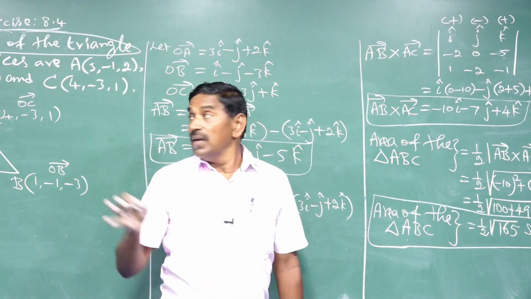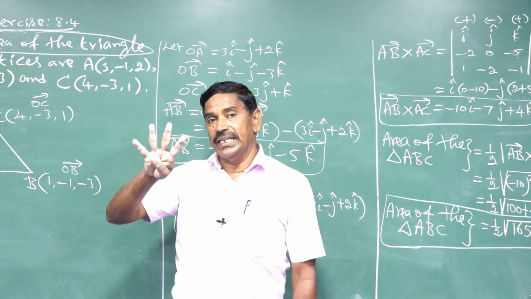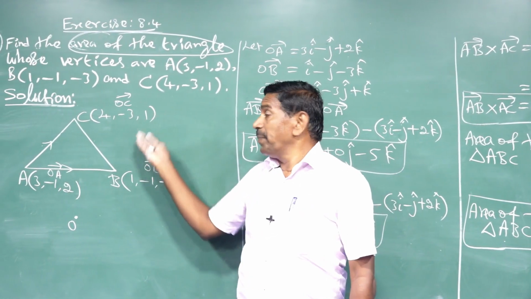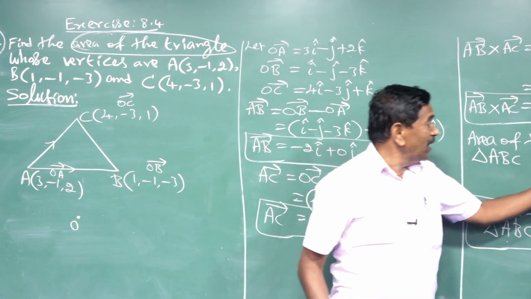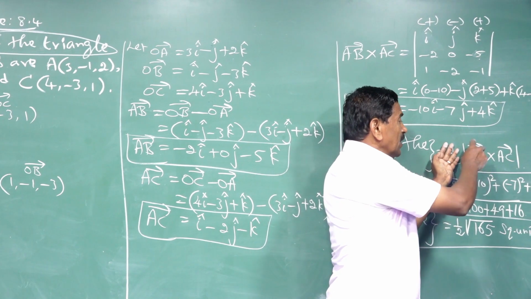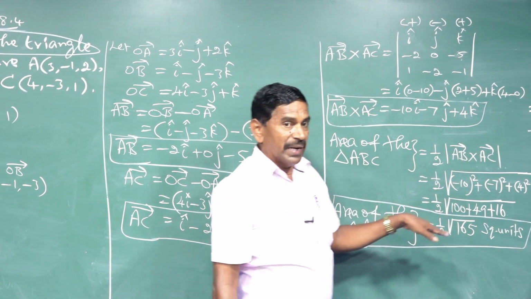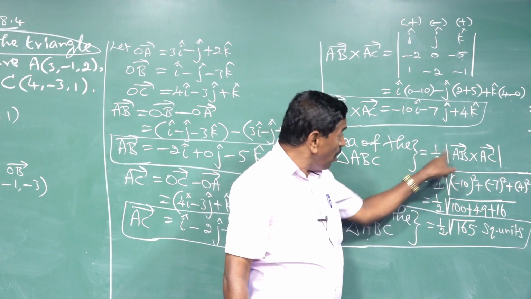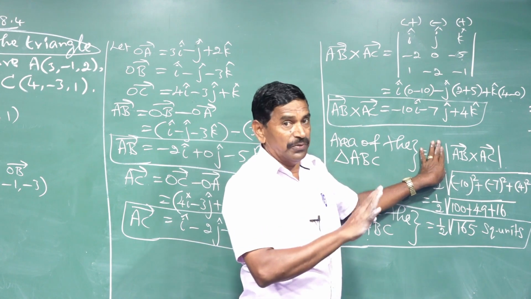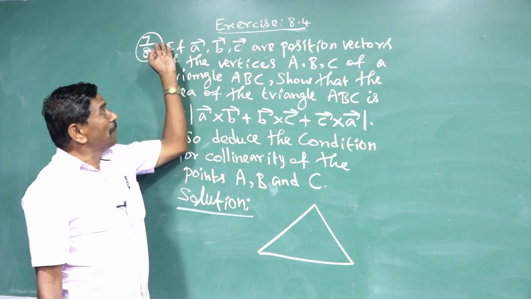Suppose in the same question they give you four vertices and ask for the area of the parallelogram. Draw the diagram. Area of the parallelogram is directly the modulus of the cross product of adjacent sides. Area of the triangle means half into that, and for the area of the parallelogram there is no need for the half. Children, listen.